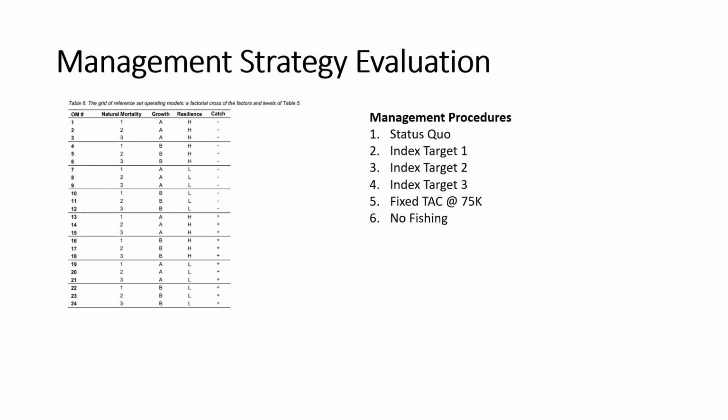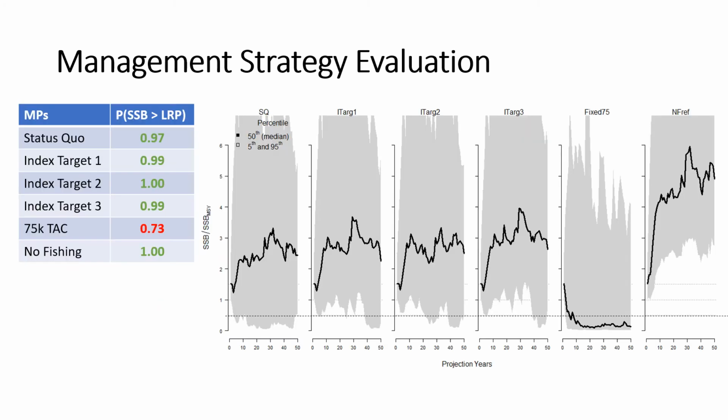We now have our set of 24 reference operating models and our list of 6 example management procedures and are ready to run the MSE. In this presentation, we will just focus on the first reference OM. This table shows the results for the first performance metric, the probability that the spawning stock biomass is above the limit reference point in the first 5 years of the projection period. The plot on the right is a projection plot showing the biomass relative to BMSY for the 6 management procedures. The solid black line shows the median and the 5th and 95th percentiles are shown by the grey shaded area.